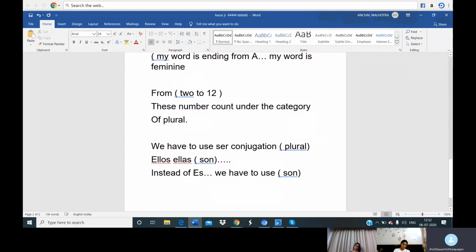If I'm saying it is 2 o'clock, what will you say? Son. Exactamente. Son las. Why do we have las? Because it is feminine plural. Exactly, my plural article is las. Plural for the male and female, both of them.